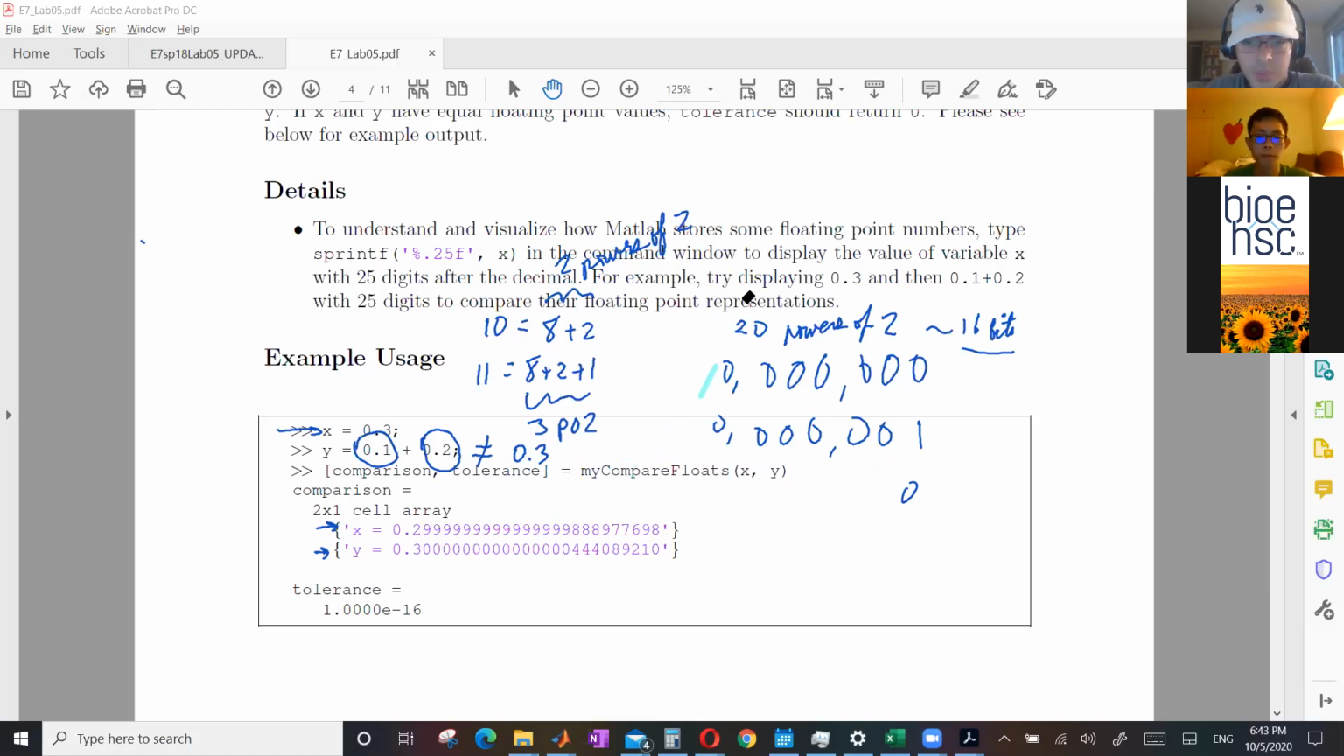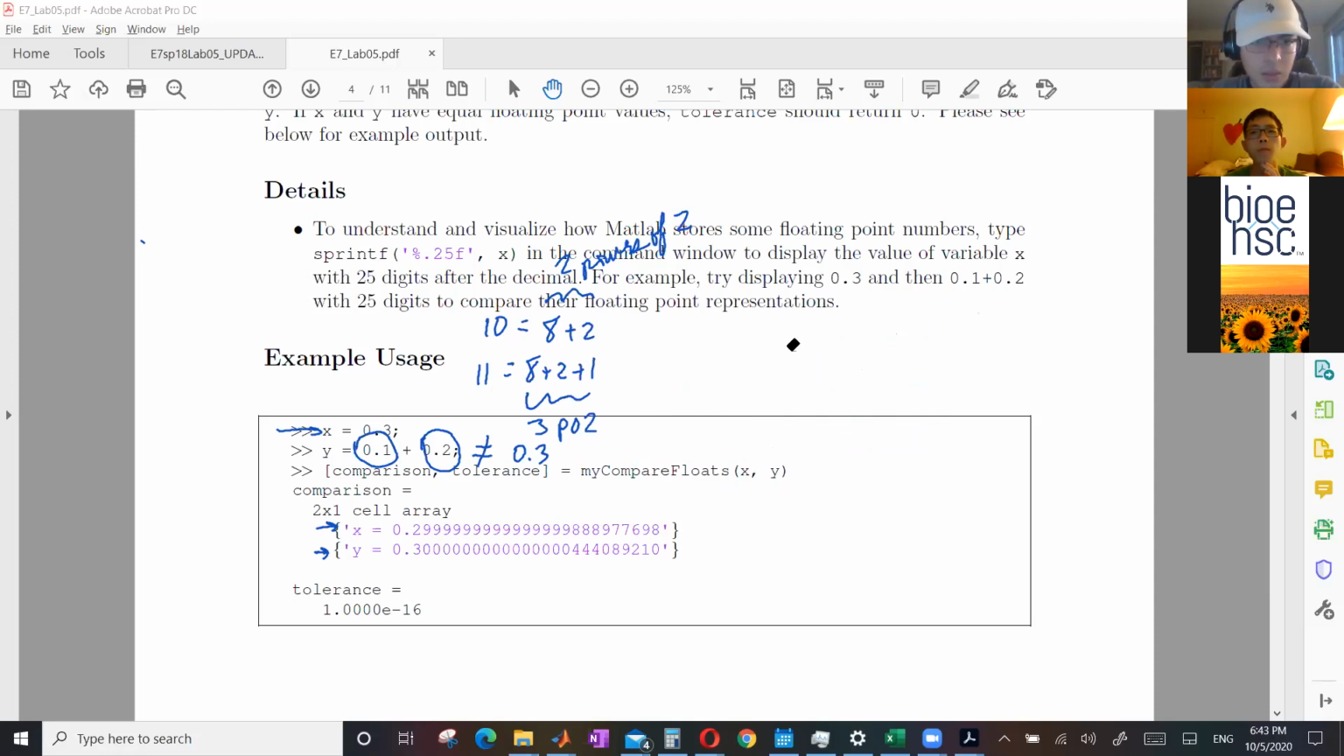Okay, so let's go into the details of how to solve this. Let me erase this. Also, there's a tip, let me read this. To understand and visualize how MATLAB stores some floating point numbers, type sprintf of number to 25 decimal places in the command window to display the value of variable x with 25 digits after the decimal point. So it basically explains the example we have below.